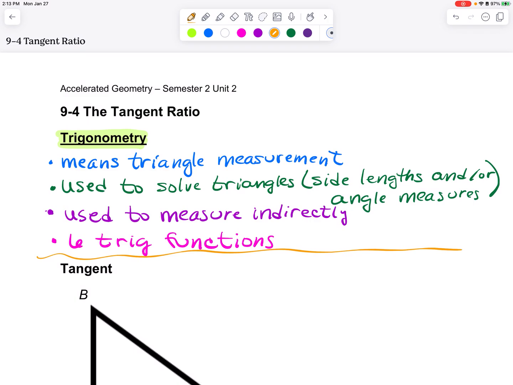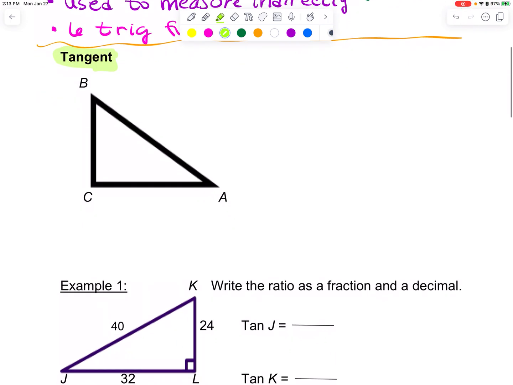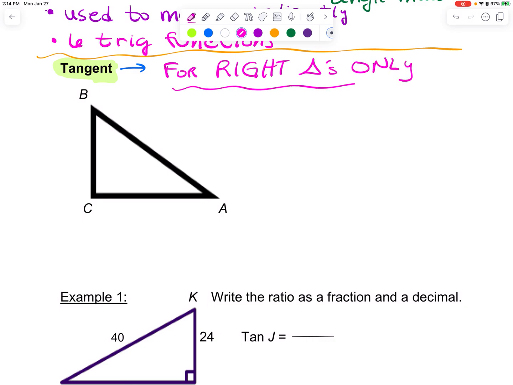So let's start with the first one for today. And that one is going to be the tangent. And one thing you have to remember is, most importantly, it's for right triangles only. You cannot use this unless it's a right triangle.